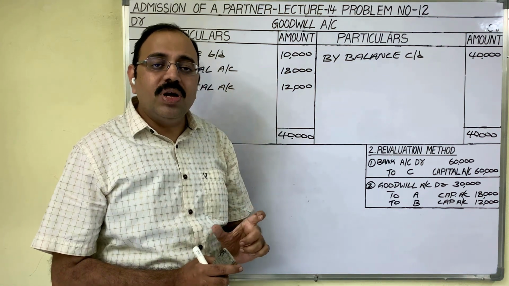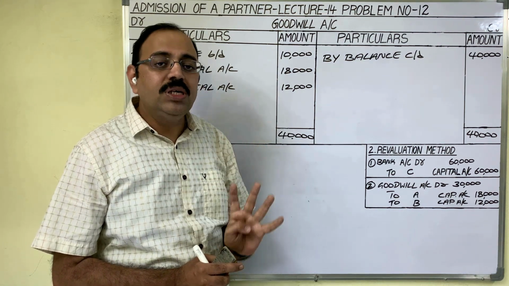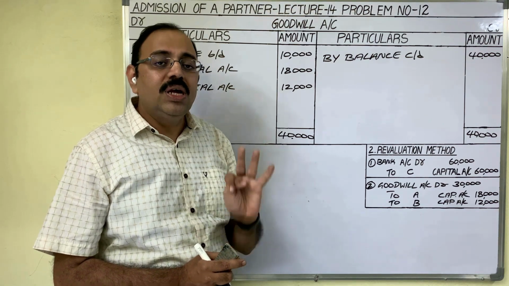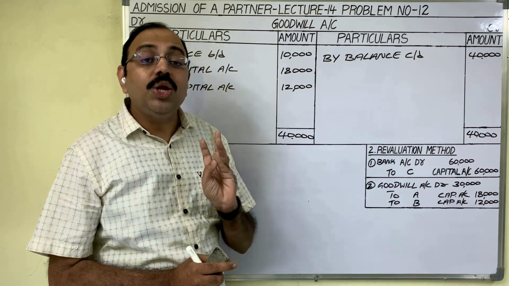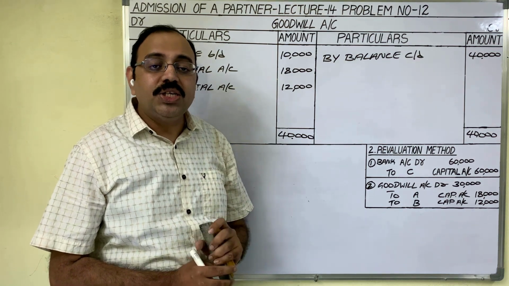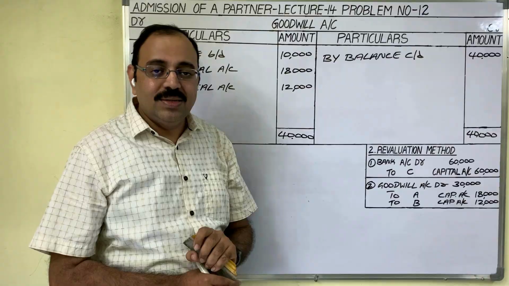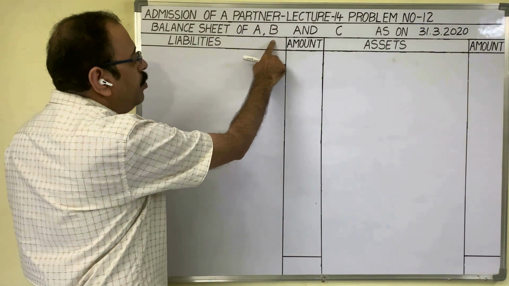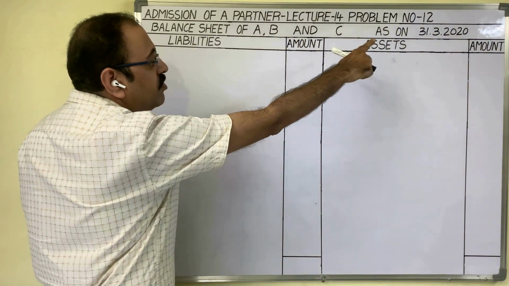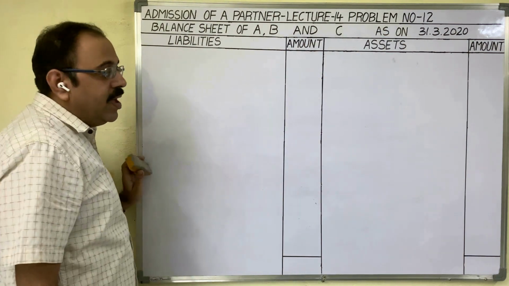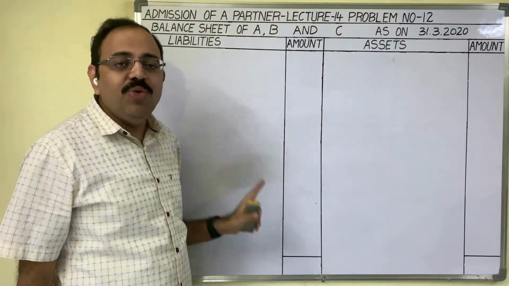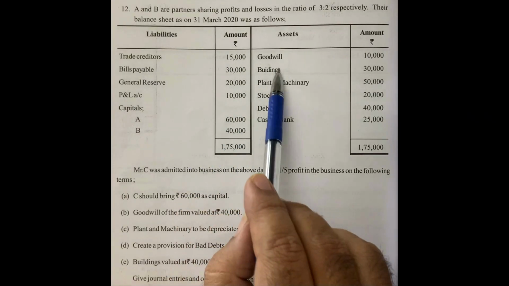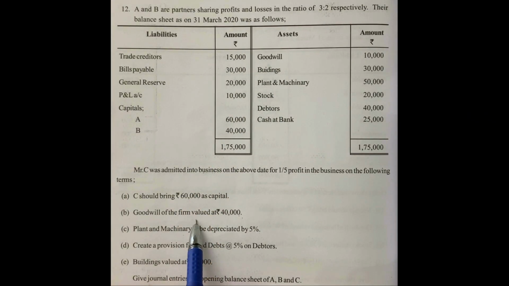In ledger book, we prepared revaluation account, partners capital accounts, bank account, goodwill account. Finally, we have to show the new balance sheet. Balance sheet of all the three partners. Balance sheet of A, B and C as on 31st March 2020. As a new partner's name also we included, this is called new balance sheet. Based on this old balance sheet and additional information, we have to prepare new balance sheet.